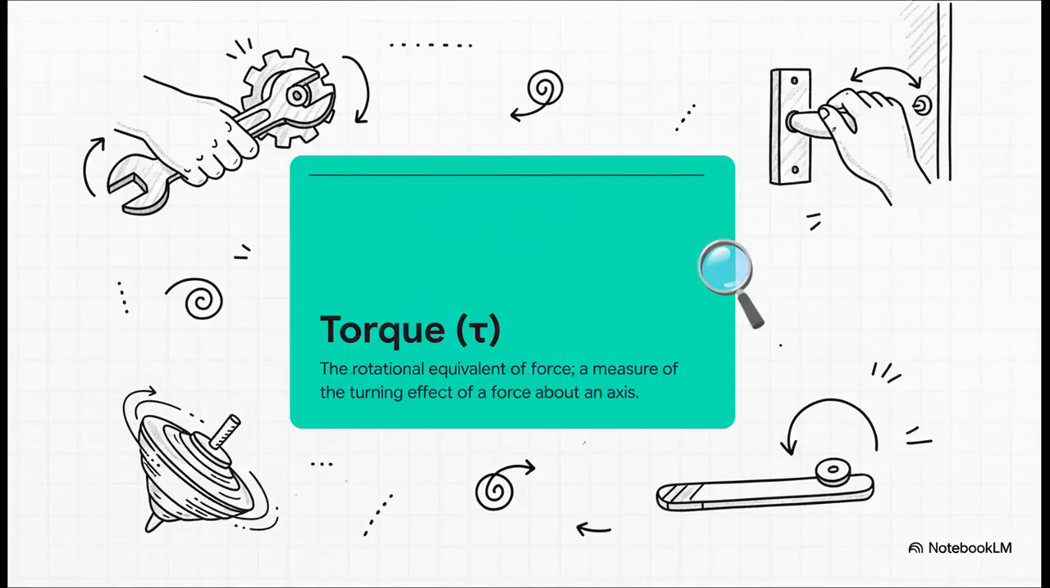So if moment of inertia is rotational mass, what's rotational force? Well, that would be torque. A force is a push or a pull. A torque is a twist. If you've ever used a wrench to tighten a bolt or turned a doorknob or pushed on a revolving door, you've applied a torque. It's the twist that causes something to start spinning, stop spinning, or change its spin.